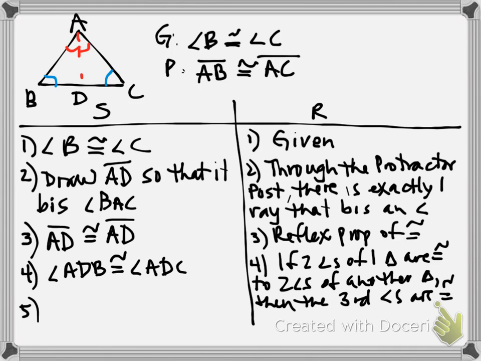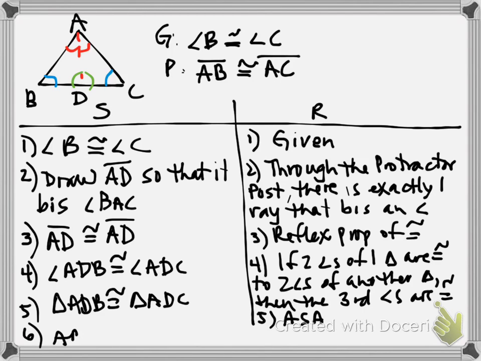So now I've just added this. So now I've got red angle, segment AD, green angle. What is that? ASA. So my two triangles, and I'm going to just use the lettering from here. So triangle ADB is congruent to triangle ADC, and that would be ASA. And then I can get the corresponding side, segment AB, is congruent to segment AC through CPCTC. Okay, there we go.